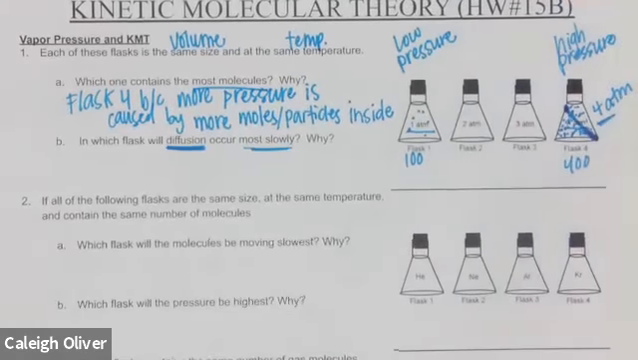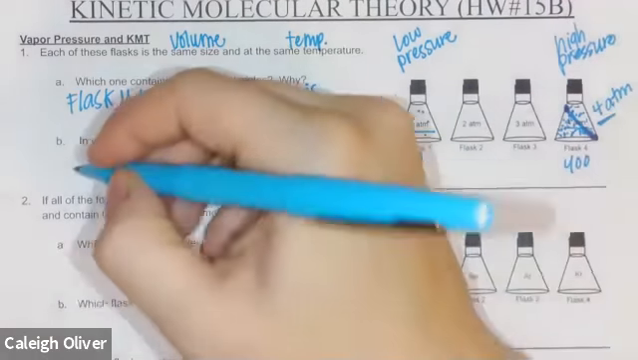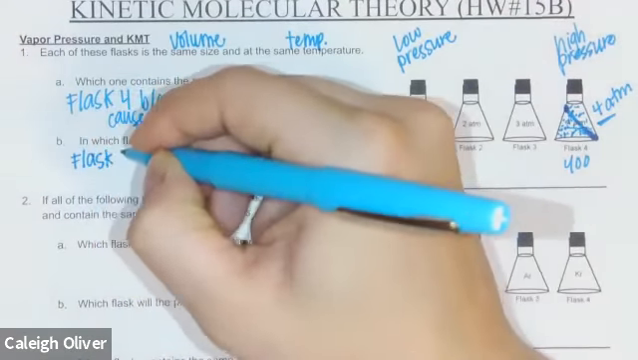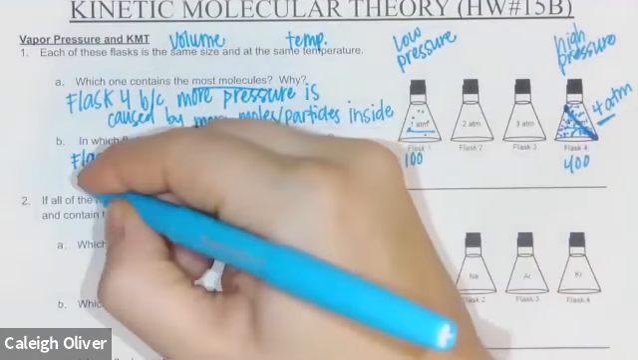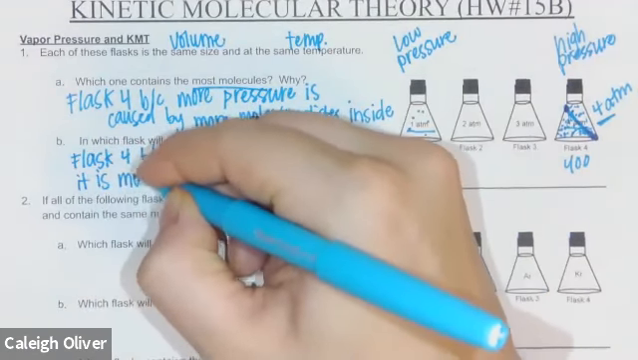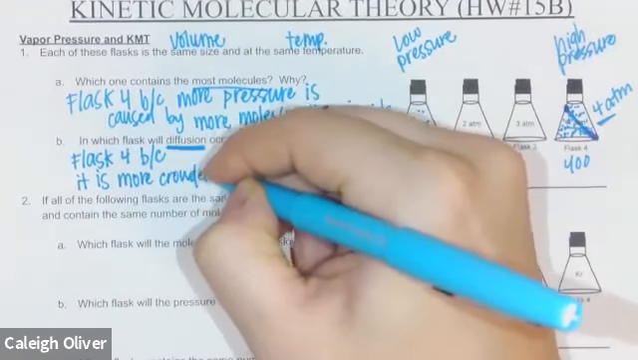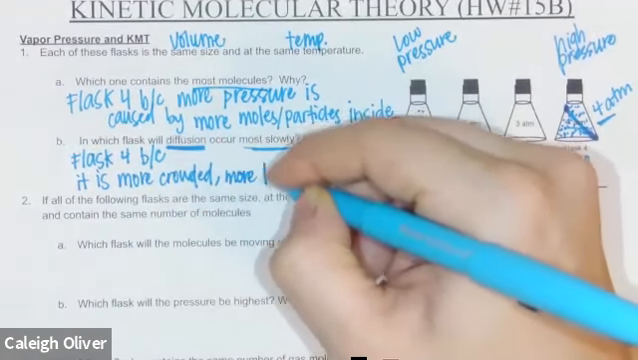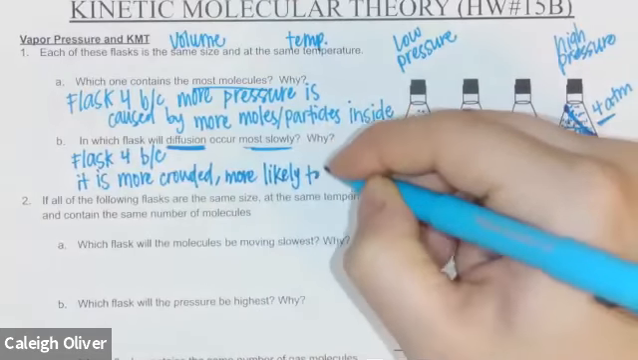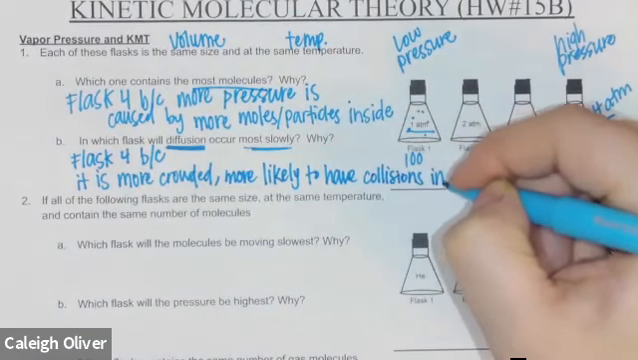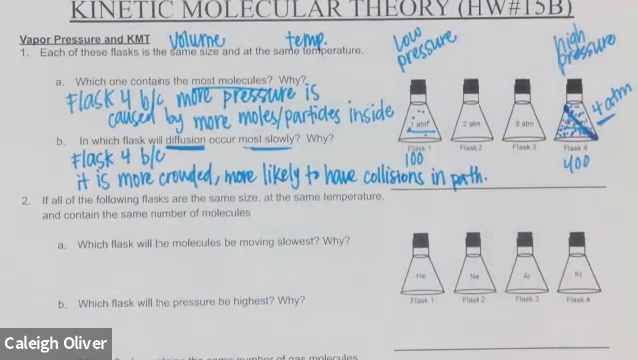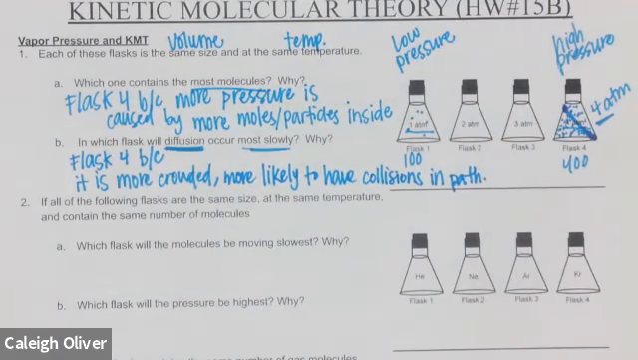So that's kind of how you answer these ones. I'm not going to do all of them as intense as this one. For this one, I'll write out the answers, but the other ones, I'll just talk through them. Flask 4, because it is more crowded, more likely to have collisions in my path from one side to the other while I'm trying to diffuse and move around.